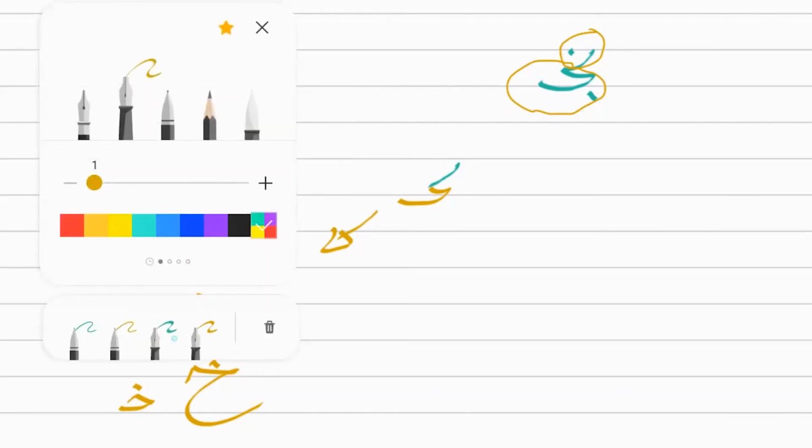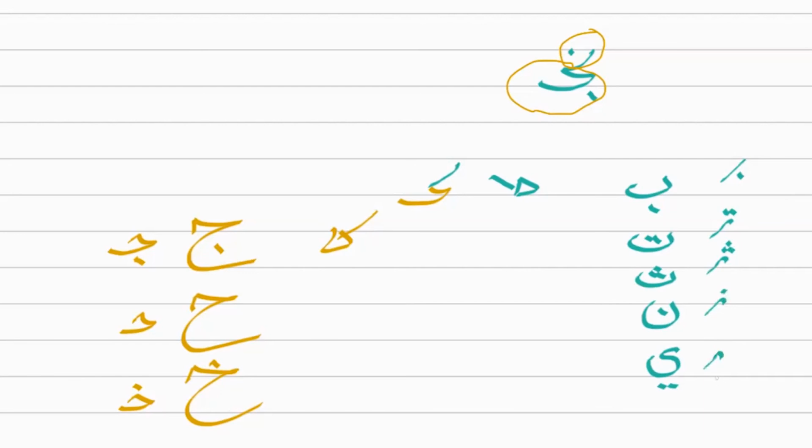The first letter, on the other hand, is going to be one of these. It's going to either be a ba, a ta, a tha, a noon, or a ya. Ba will look like this with one dot. Ta will look like this with two dots at the top. Tha will look like this with three dots at the top. Noon will look like this with one dot at the top. And ya will look like this with two dots at the bottom. Okay, so that's how it would look.